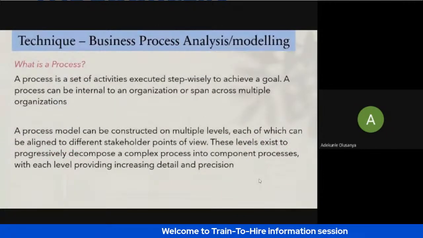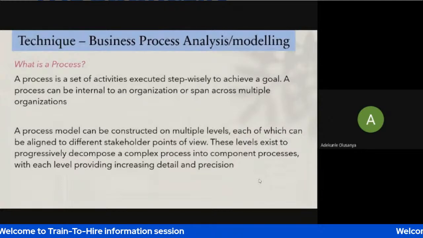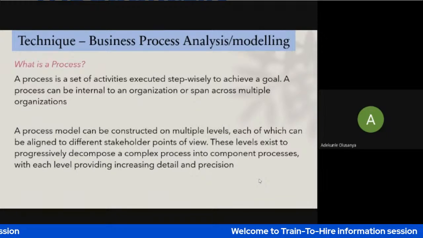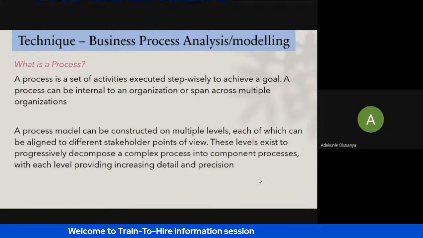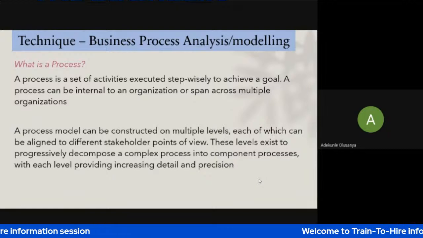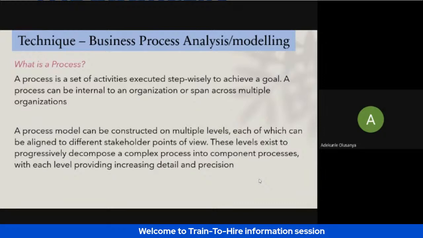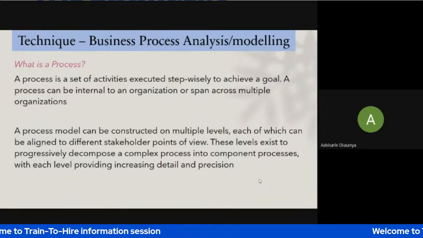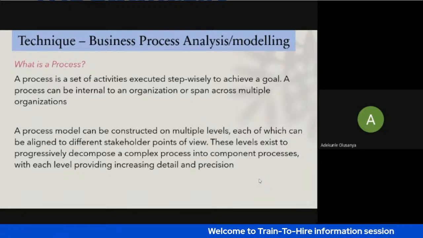So, what's a process? A process is a set of activities executed stepwise to achieve a goal. Of course, as we have seen, a process can be internal to an organization or span across multiple organizations. The process model can be constructed on multiple levels, each of which can be aligned with different stakeholder points of view. These levels exist to progressively decompose a complex process into component processes, with each level providing increasing detail and precision.